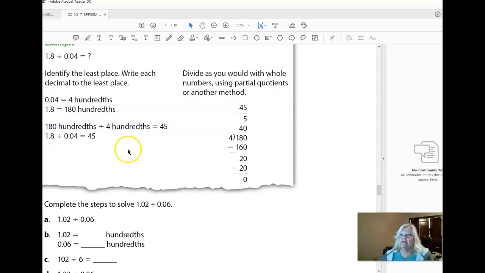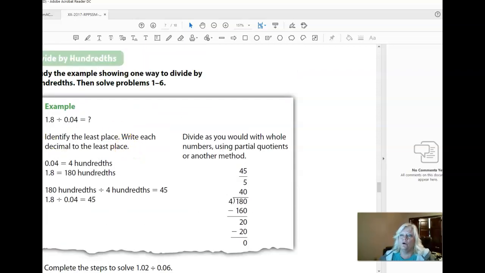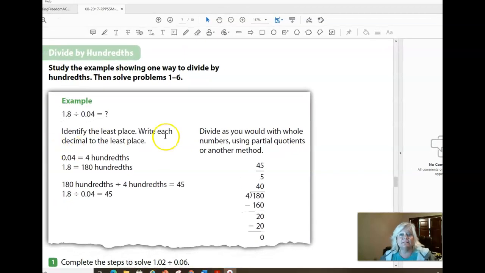Graders, I'm going to try and explain this page to you so that when you are working at it today at your desk, it makes a little bit more sense. So the division problem that we have is 1 8/10 divided by 4/100. The first thing they want you to do is identify which one of those is the smallest place that we have.